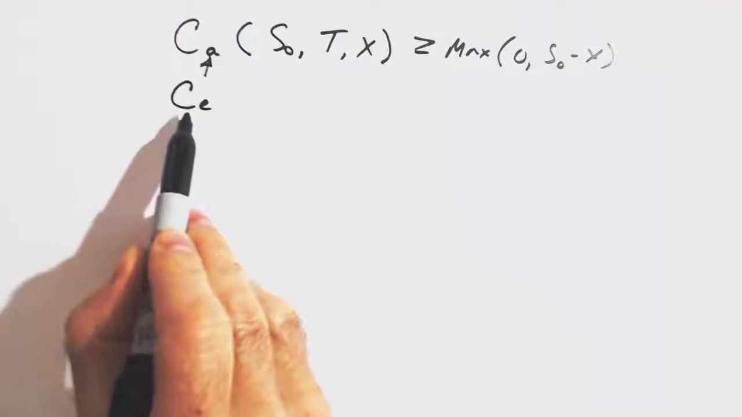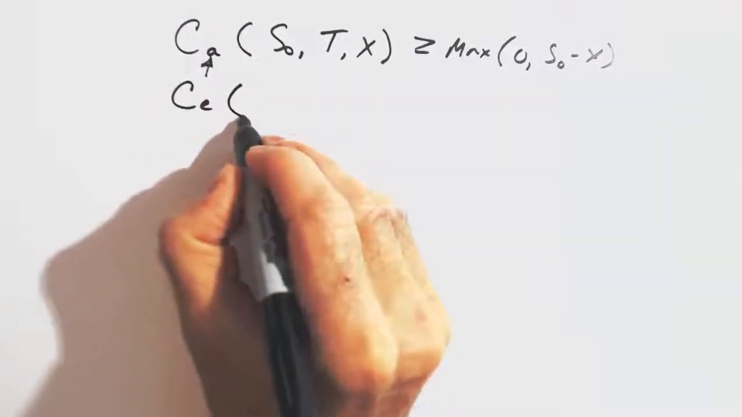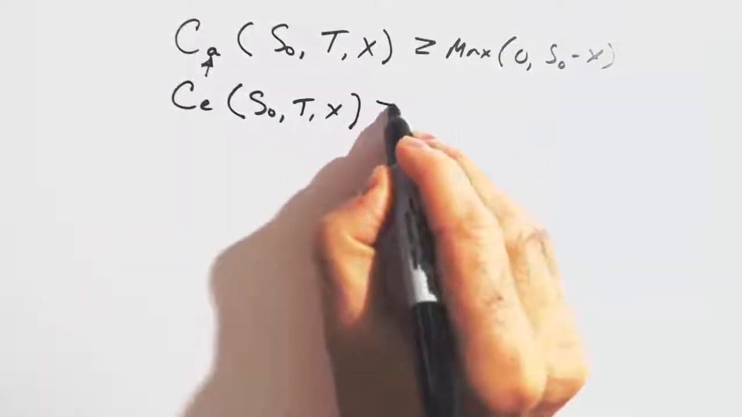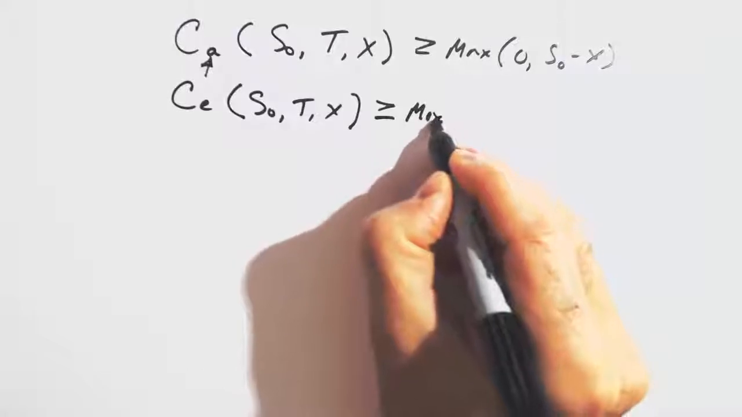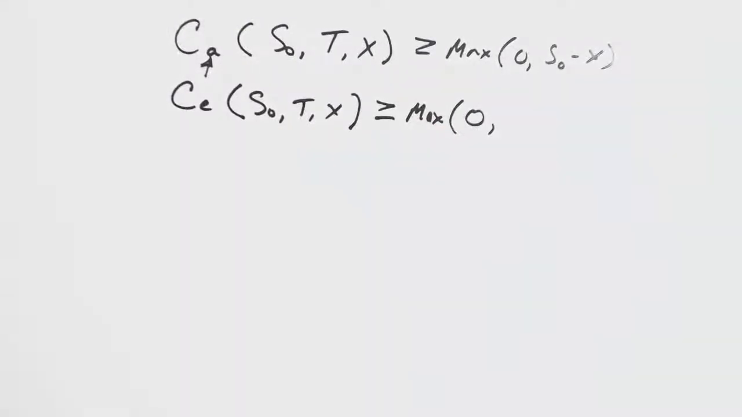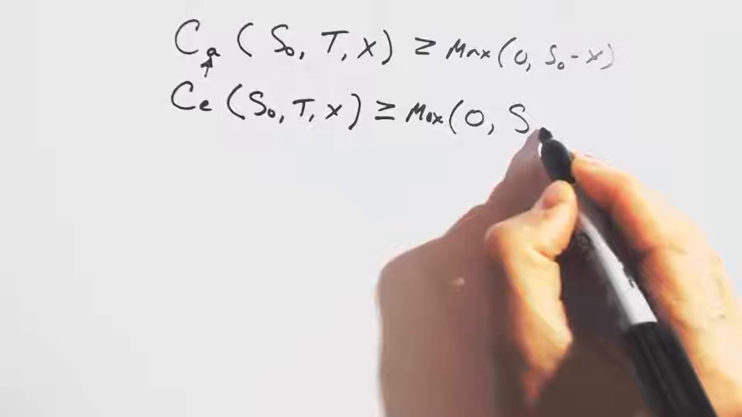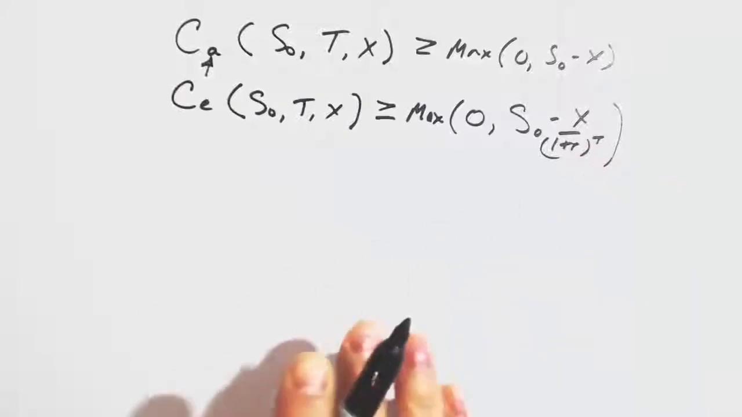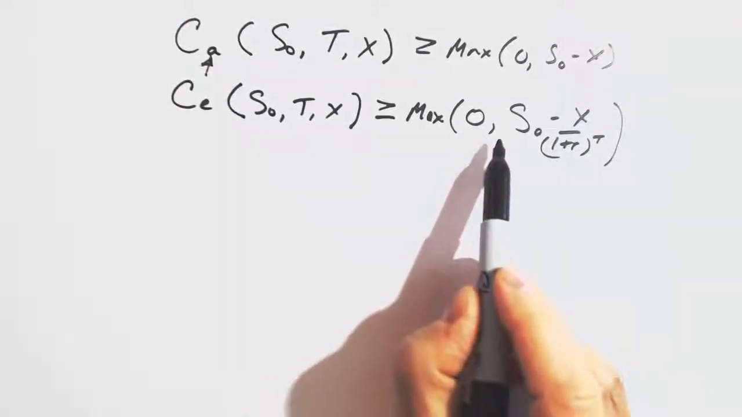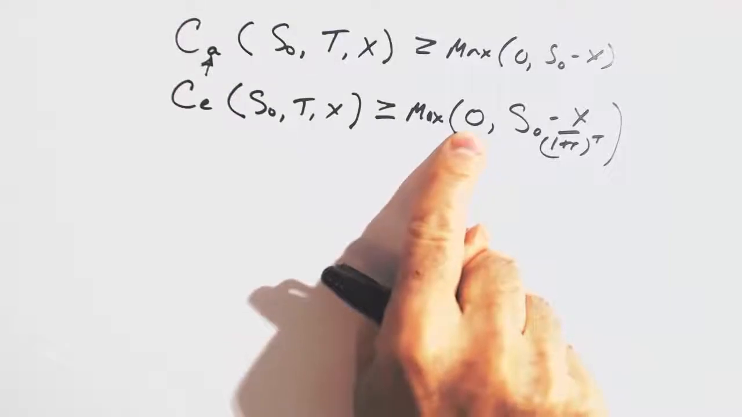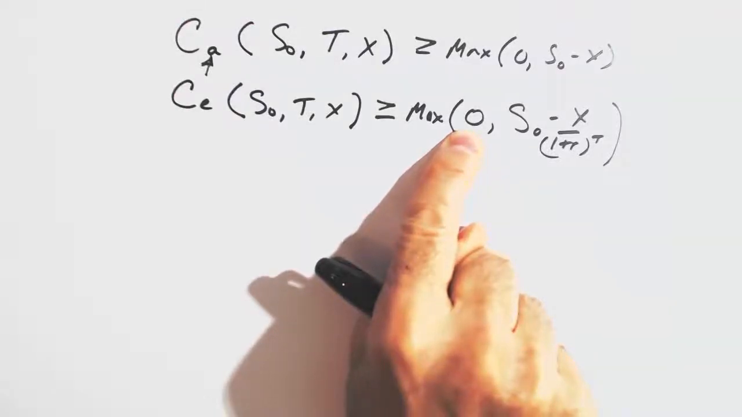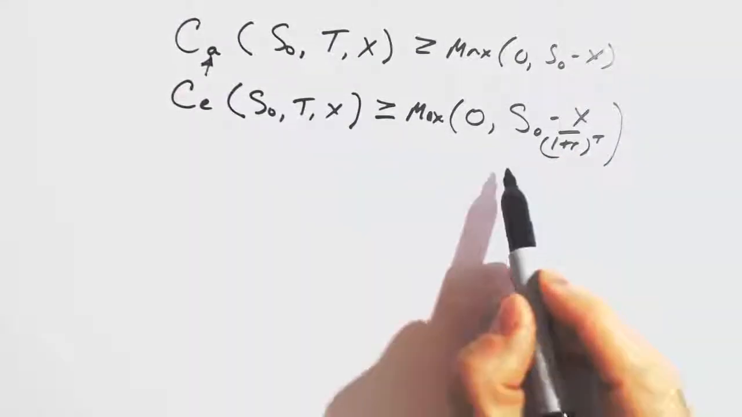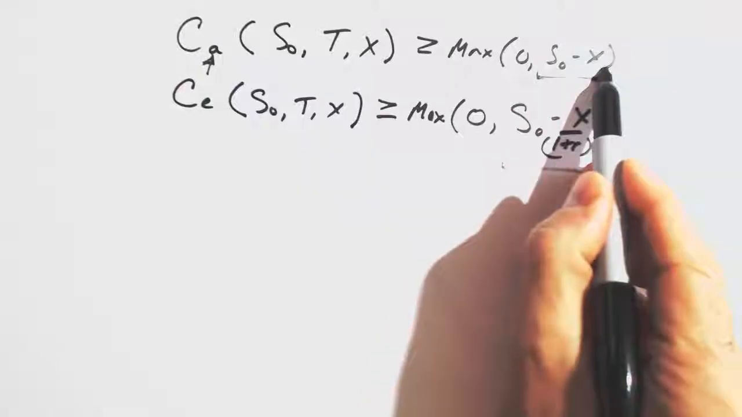So here we have the European call, C with a little e, of S subscript 0, T, X. That's going to be greater than or equal to the max. So everything looks the same so far, except we have this difference. It's still the maximum of 0 if the option is out of the money, but if it's in the money, the European option is worth this amount. Now this difference here is actually larger than this difference.